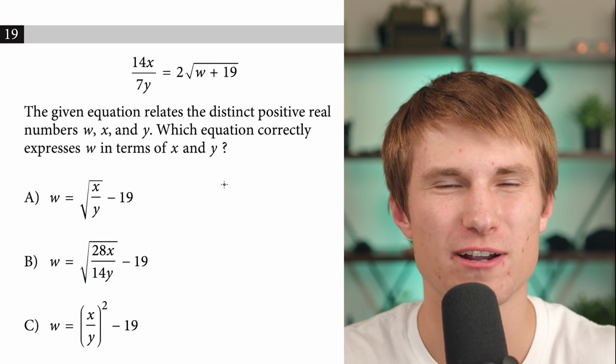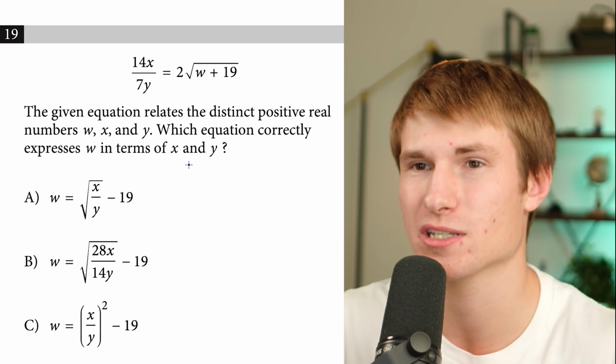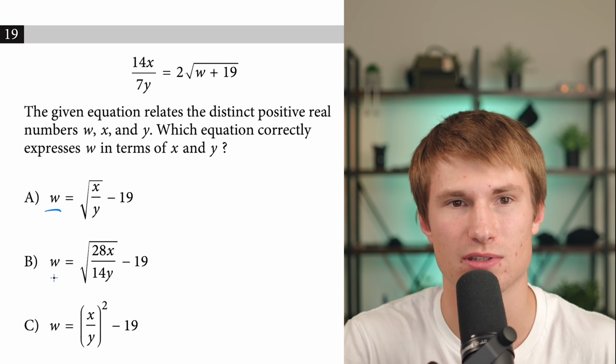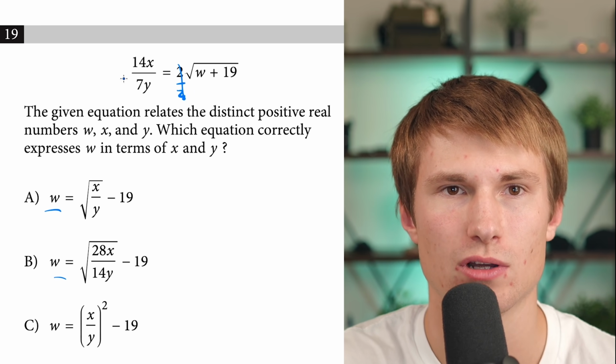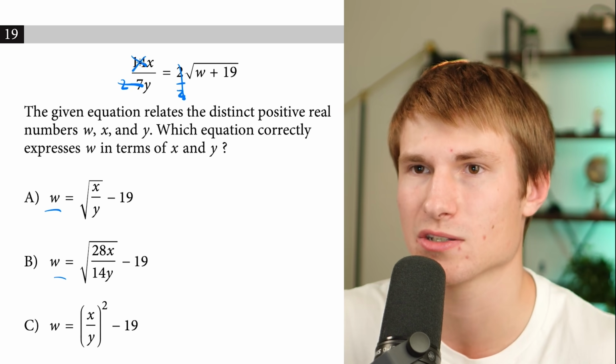Here's how to quickly rearrange variables on the SAT. Question 19 states a given equation relates the distinct positive real numbers w, x, and y. Which equation correctly expresses w in terms of x and y? Well, in this case, all we have to do then is isolate w, as you can see in all our answer choices. So what we'll do here is go ahead and divide both sides by 2. When we divide this side by 2, we see we have 2 times 7, which is going to equal 14. So we can go ahead and cancel both these 14s.